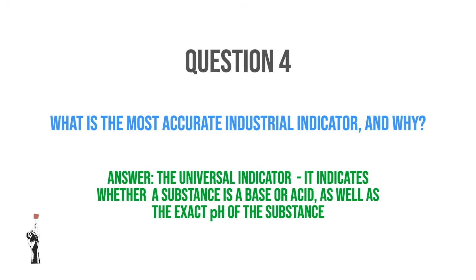The universal indicator is considered to be the most accurate. Not only does it tell us whether a substance is an acid or a base, but it is also able to tell us the exact pH of the substance. Let's head over to High School Stellenbosch, where Ms. Lamprecht will be conducting the lab experiments that accompany this lesson.